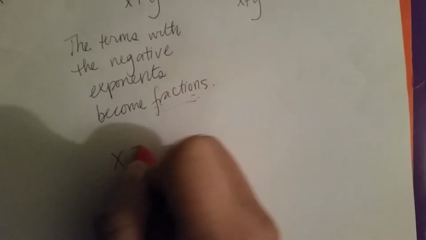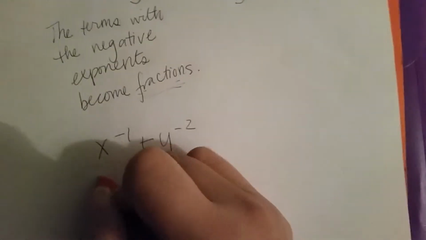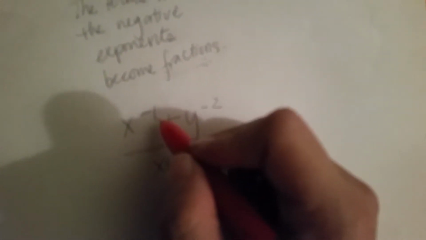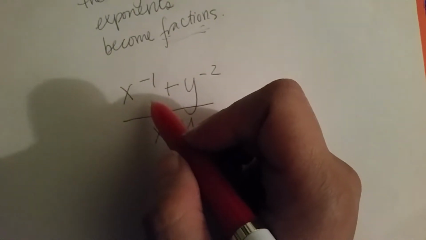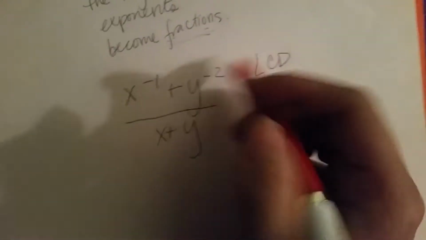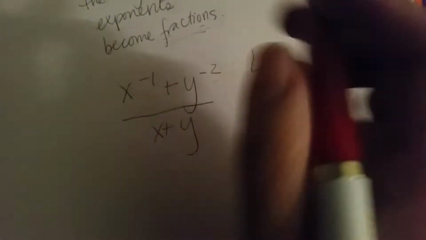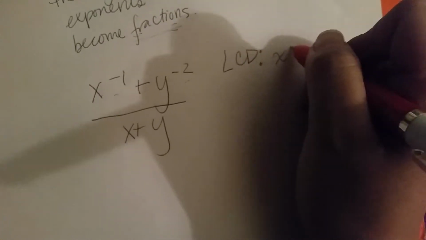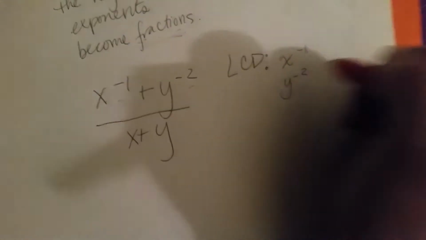So if we go x to the negative 1 plus y to the negative 2 all over x plus y, we know that the terms that are going to become fractions are x to the negative 1 and y to the negative 2. That means we need to find the least common denominator of these two terms because they are the ones that will become fractions. So our LCD has to divide these terms that will become fractions.